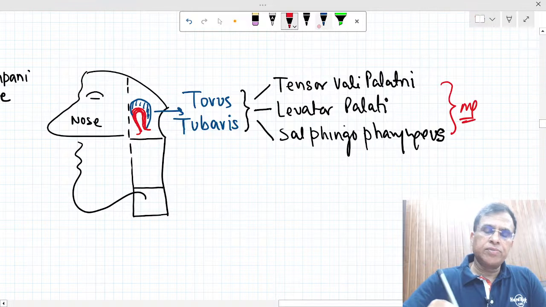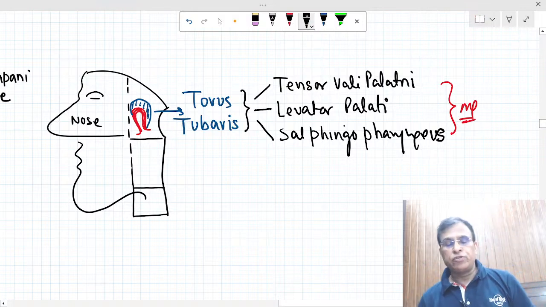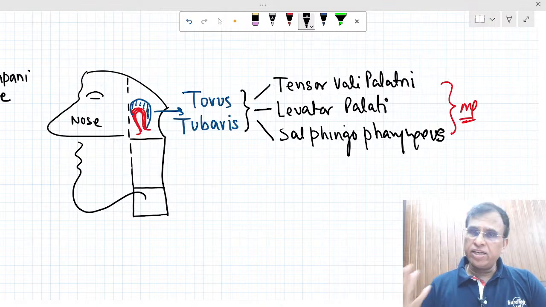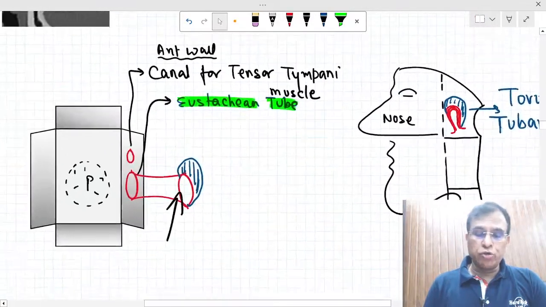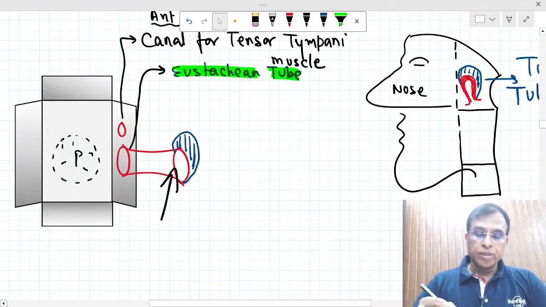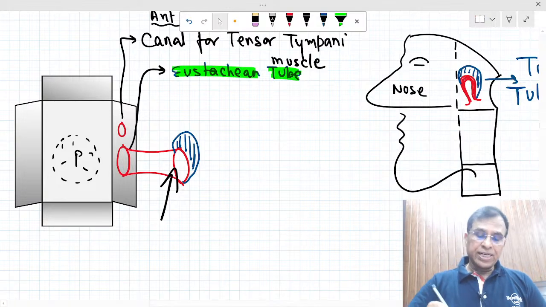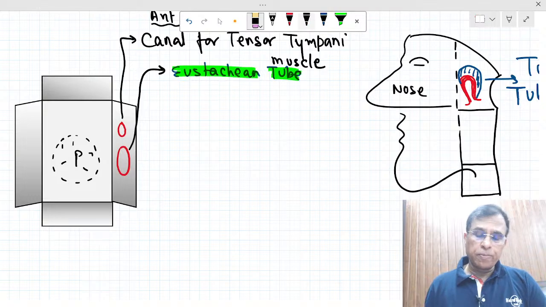The three muscles which are responsible for the formation of torus tubarius, two are palate muscles, one is a pharyngeal muscle. Easy to remember, not a difficult thing, because these muscles are very popular muscles, I'm sure. So with this background of the eustachian tube, now I'll tell you 3 or 4 very commonly asked questions.